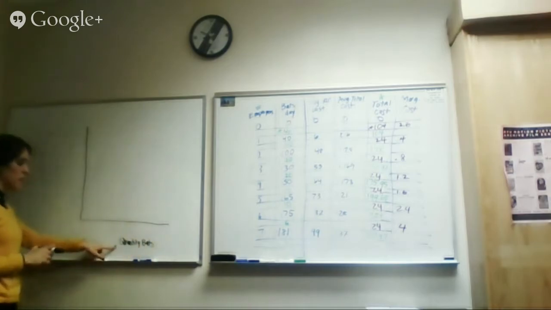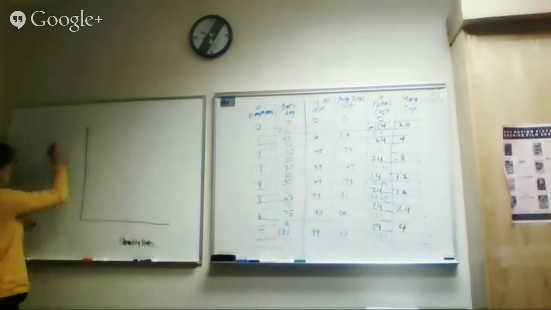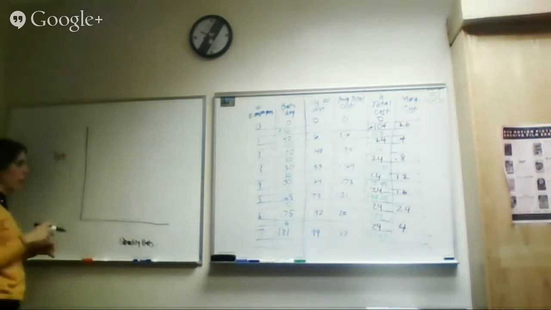So I have quantity of bats along the x-axis, and then price along the y-axis.